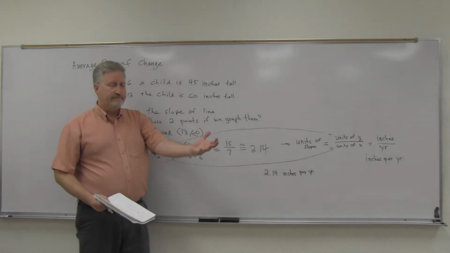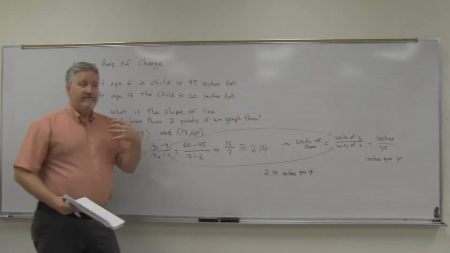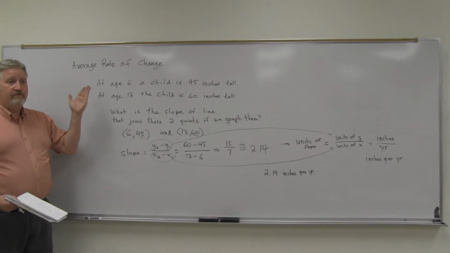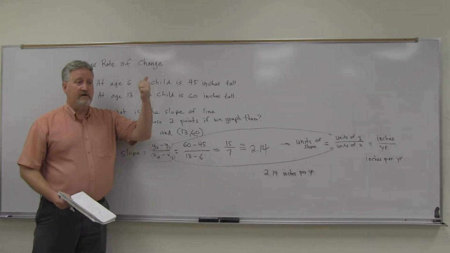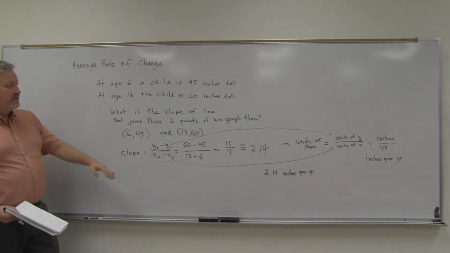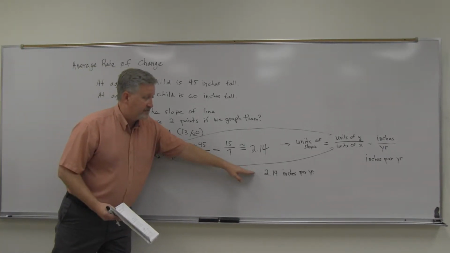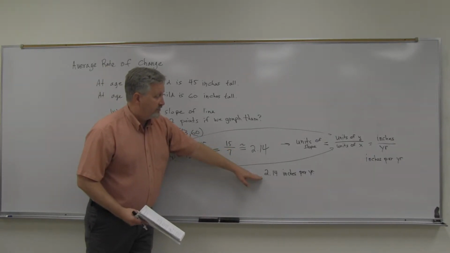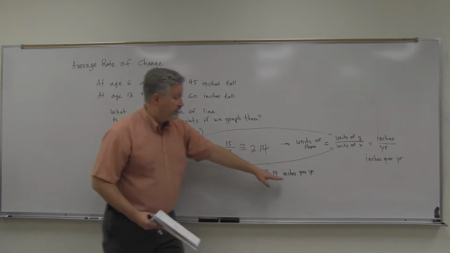So what this slope gives us, this 2.14 inches per year with the units now, is what we could call this average rate of growth. I mean, it's positive, and so we're talking about growing. Sometimes it'll be negative, so it's decreasing, but that's another way we can interpret this. 2.14 is the slope, but we can also interpret it as 2.14 inches per year.